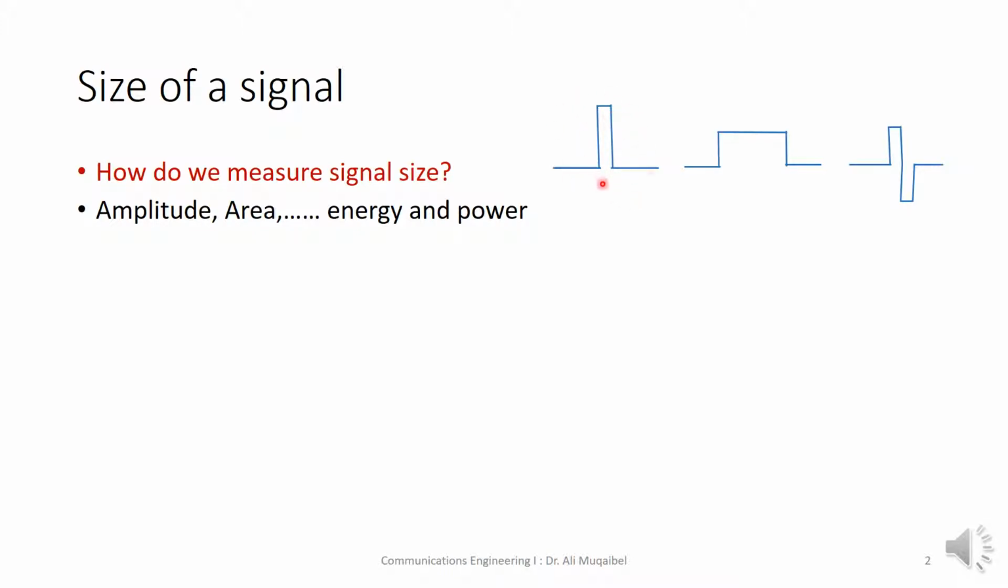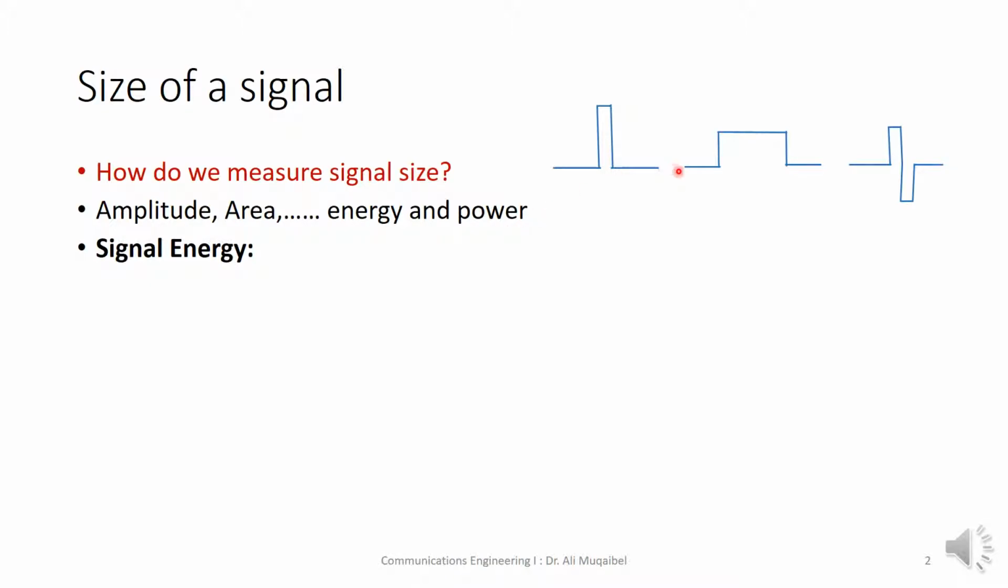Because this one has more amplitude. Is it really a bigger signal? Should we use the amplitude as a measure for comparing signals? Or should we use the area? If you look at the area, then this has a positive and negative area, which concludes a zero size. So amplitude or area might not be a very good measure of a signal.